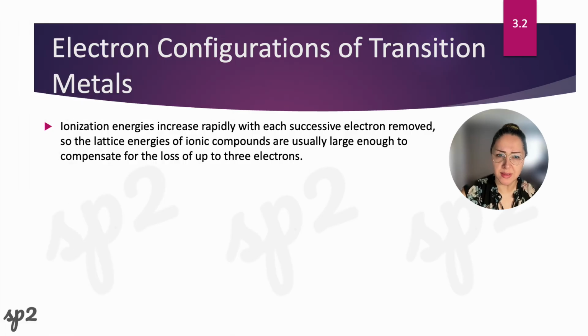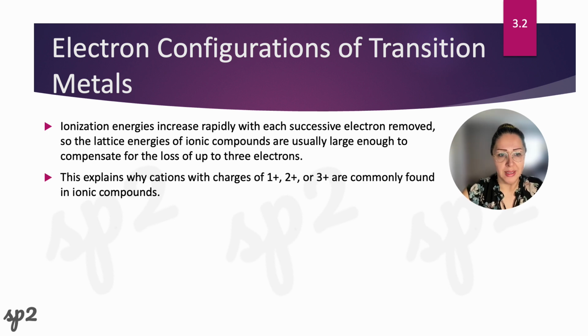Okay, so as we said in our ionization discussion, if you remember, for the ionization energies, we always have an increase in the energy very rapidly as we progress, right? So the lattice energies of ionic compounds are usually large enough to compensate for the loss of up to 3 electrons, not more than that, right? This explains why the cations with charges of +1, +2, and +3 are commonly found in an ionic compound, right?